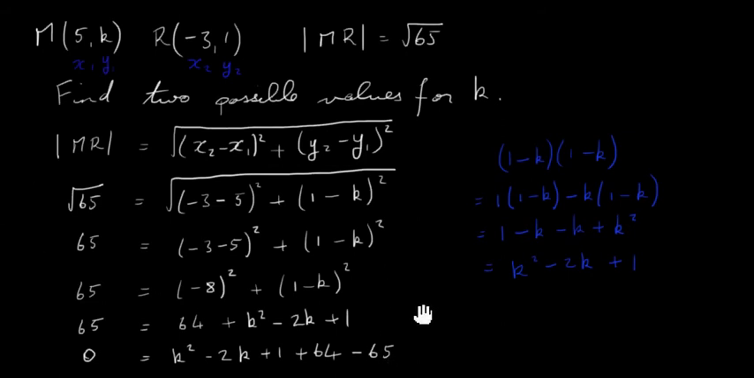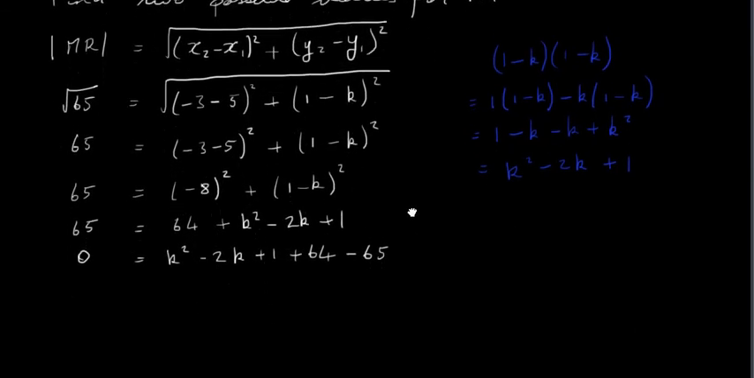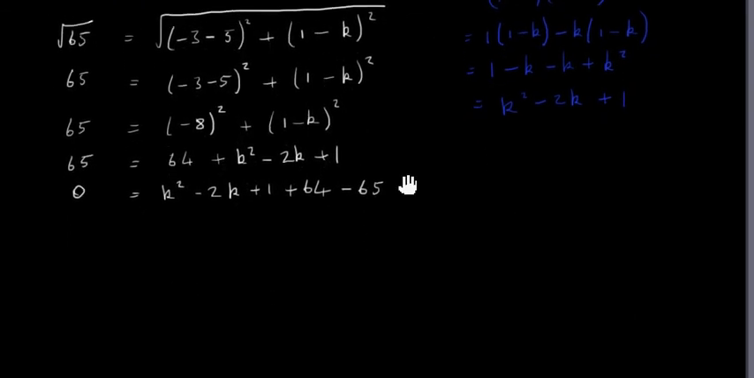Okay, so next thing I'm going to do is, let's see, I'm just going to simplify the right hand side. So I've got the k squared, I've got my minus 2k, I've just got three numbers here that I need to add up. So I've got a 1 and a 64, which will give me a plus 65. Plus 65 minus 65 is just 0, so all of these numbers will just cancel. And I'm left with k squared minus 2k equals 0.